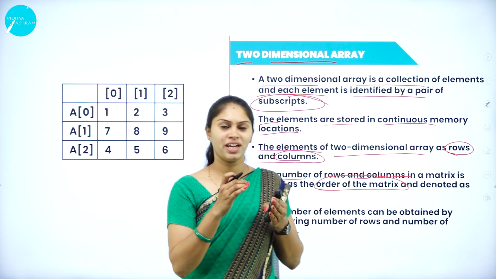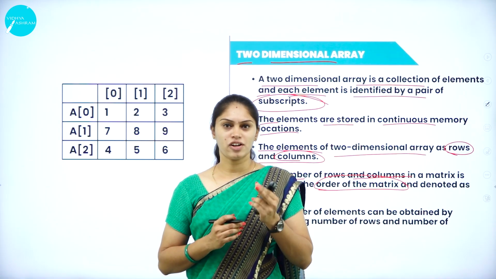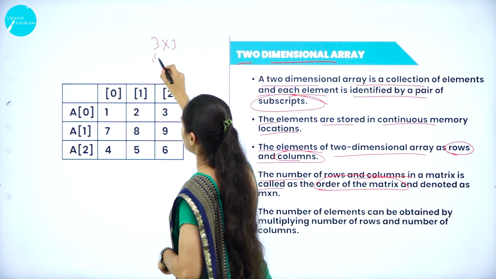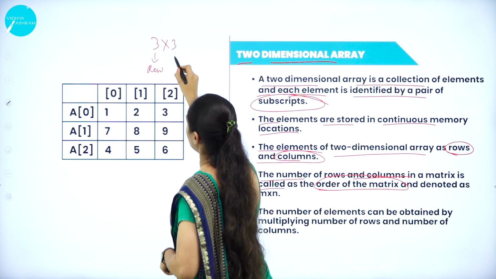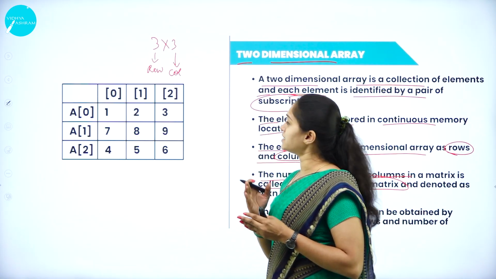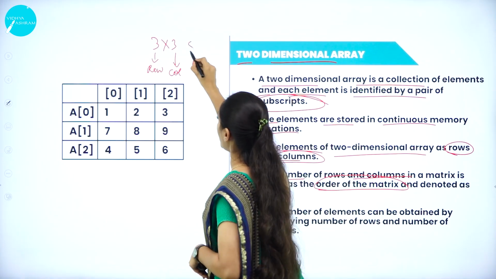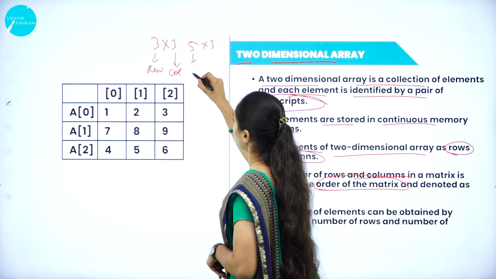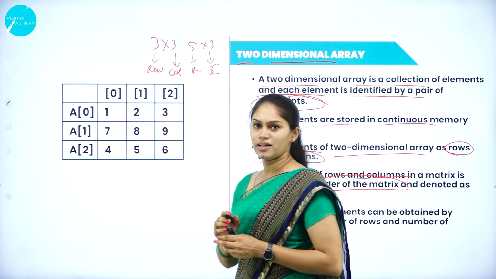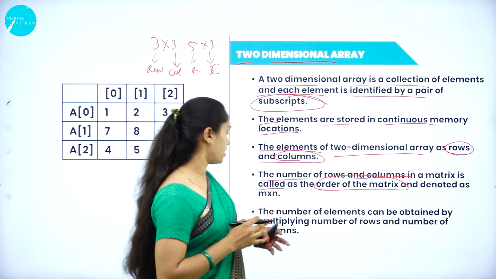So how many rows we have and how many columns we have, based on that we call it the order of the matrix. For example, if it is 3 cross 3, then this defines the number of rows and this defines the number of columns. That is, we have 3 rows and 3 columns in the two-dimensional array. If it is 5 into 3, then we have 5 rows and 3 columns. That is the order. Order means the number of rows and number of columns in a matrix.